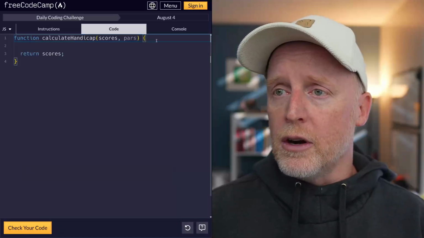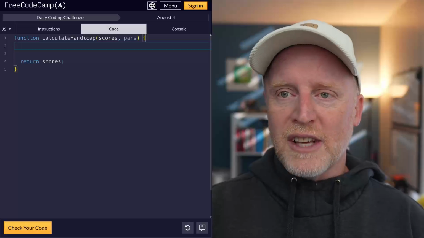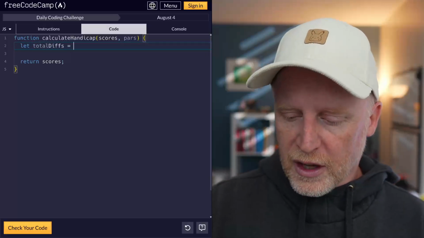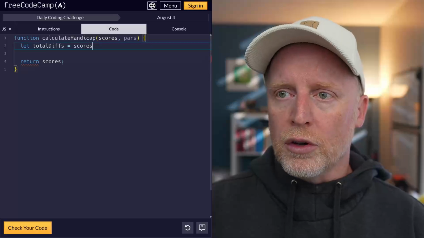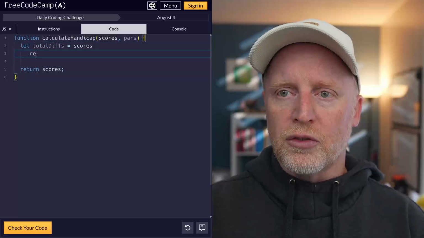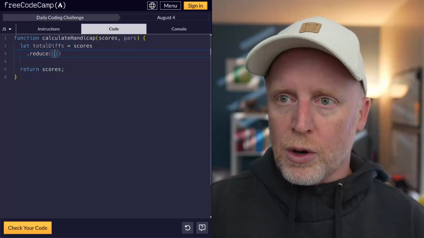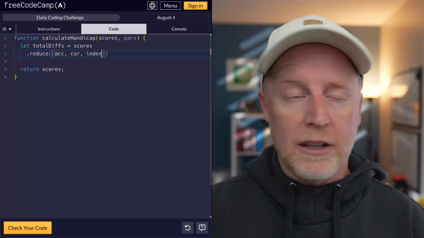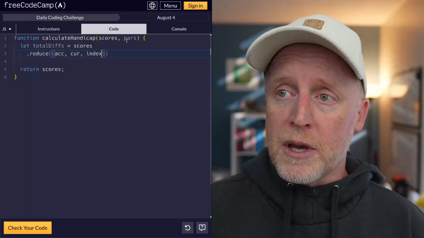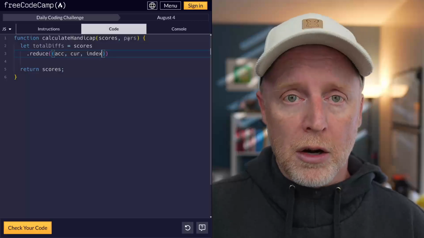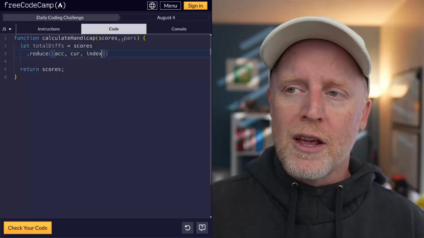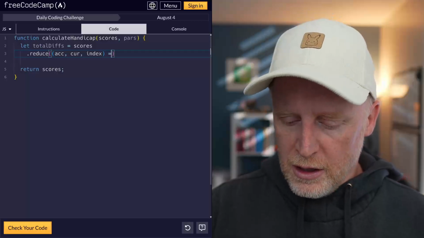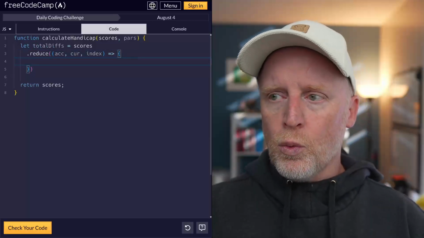So right up here, we are going to set that. Let total diffs equal scores, okay? Not just scores, but scores.reduce, just like this, where we take in the accumulator and the current value and the index. The index will help us peel off numbers from pars, right? Because we're operating on scores. We also need to get part of whatever pars is, okay? So inside of here, we do exactly that.